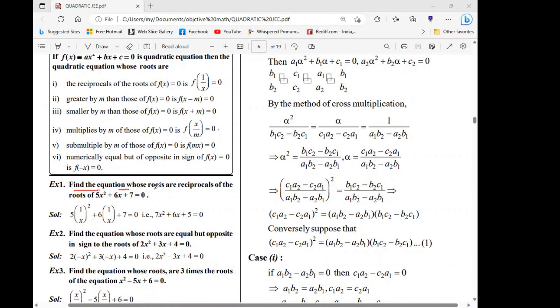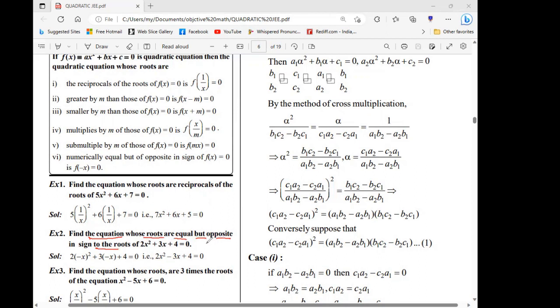Find the equation whose roots are reciprocals of these roots. So he said reciprocals, what should we do? Just replace x with 1 by x. Look at here. Then we have the new equation whose roots are reciprocals of the existing quadratic equation.